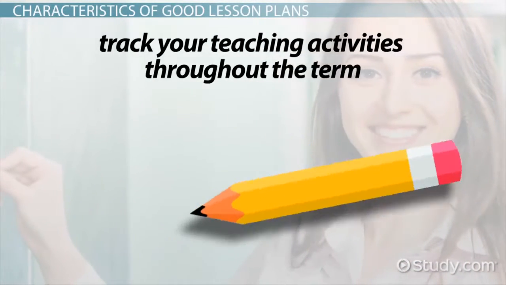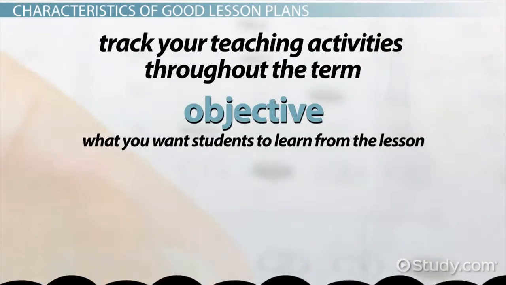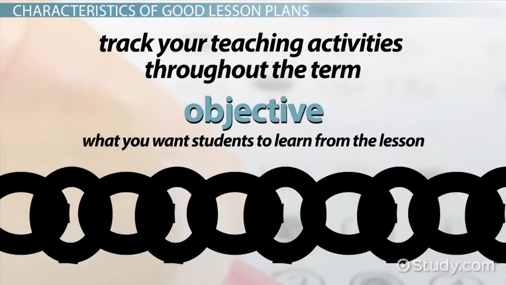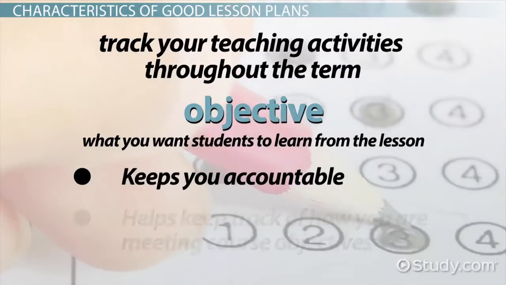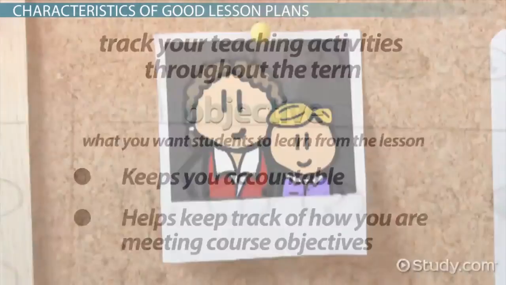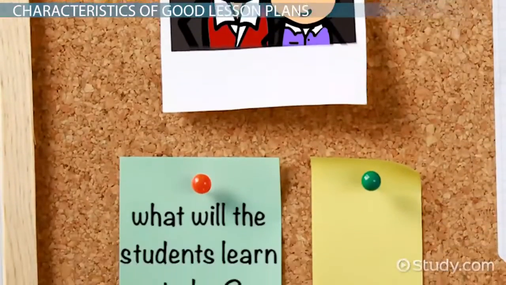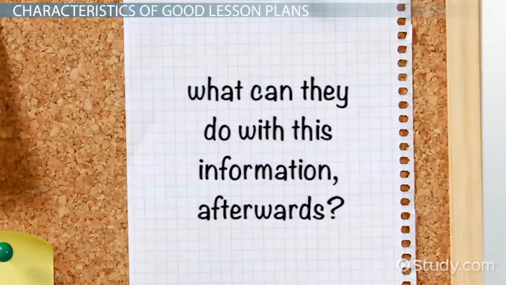For example, start with the objective, or what you want students to learn from the lesson, and link it to the overall course objectives and state standards. This not only keeps you accountable, but also helps you keep track of how you are meeting course objectives. Your lesson objectives should be viewed as, what will the students learn today? Or, what can they do with this information afterwards?